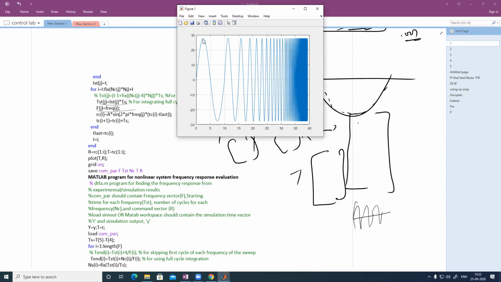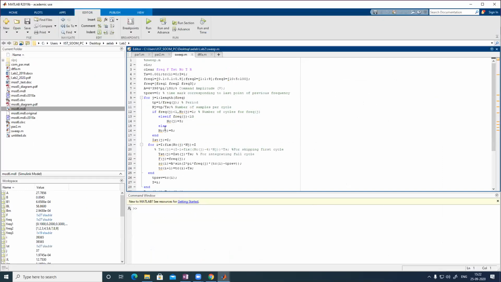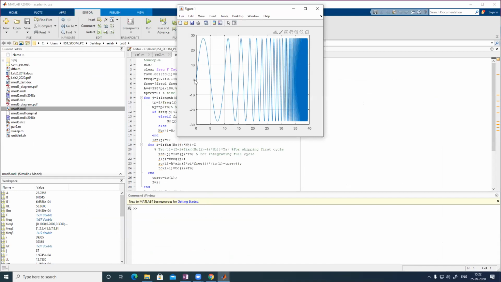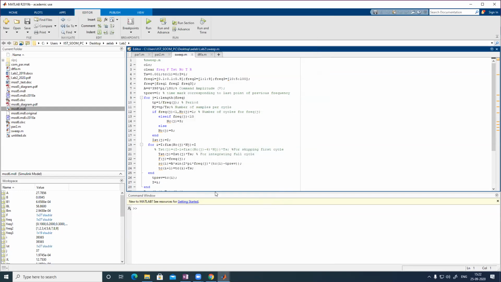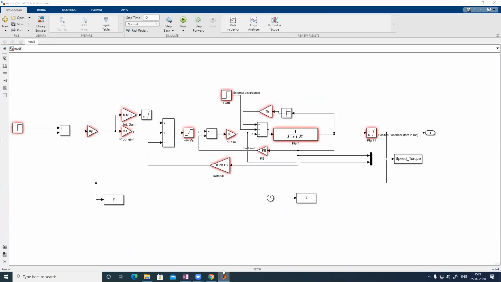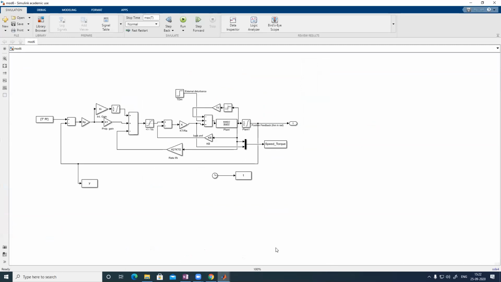The command amplitude I have chosen as 100%, that is 4 into 398 into pi by 180. That is the value coming there. And 1 hertz is this, 2 hertz is this, 0.1 is this one, 0.2 is this, like this. You will get up to 100 hertz. So this sinusoidal wave is generated, and it is applied to this system.